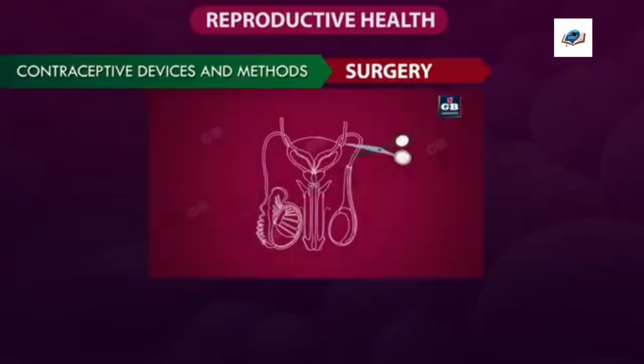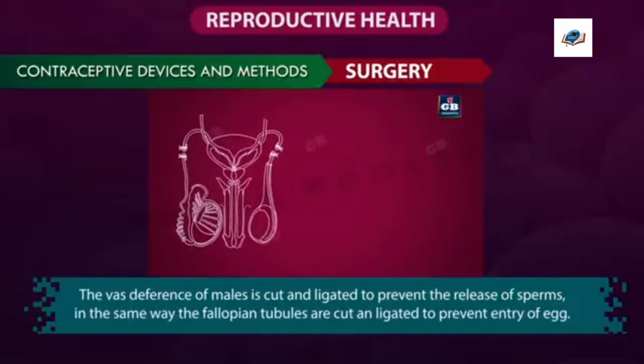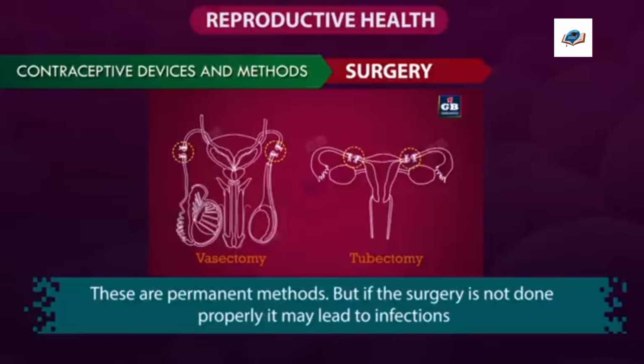Next, surgical methods. The vas deferens of males is cut and ligated to prevent the release of sperms. In the same way, the fallopian tubules of females are cut and ligated to prevent entry of eggs. These are permanent methods. But if the surgery is not done properly, it may lead to infections.